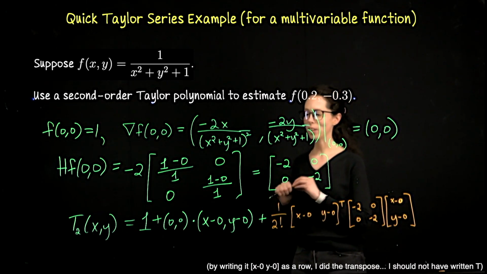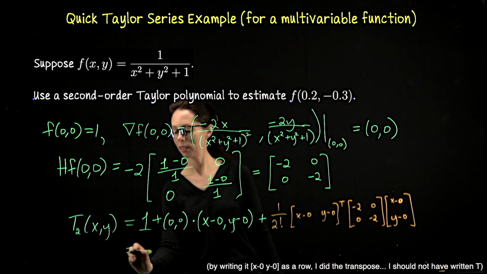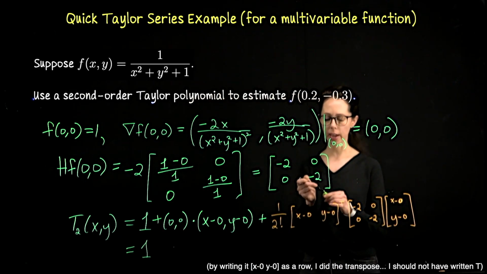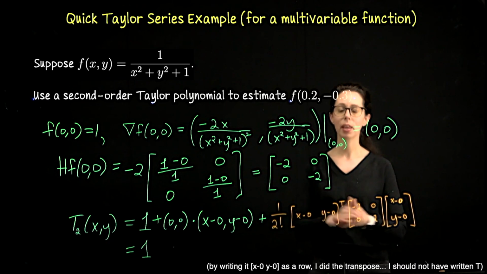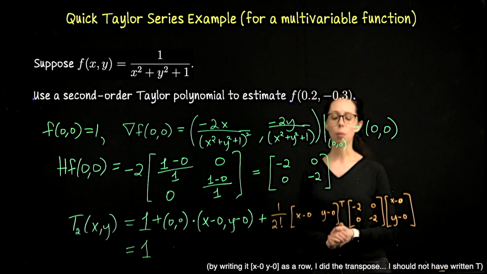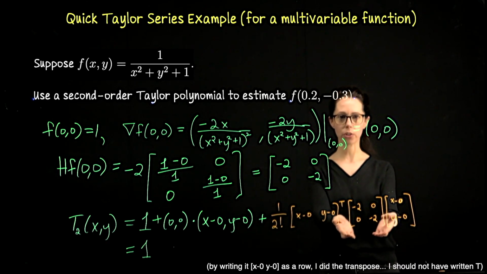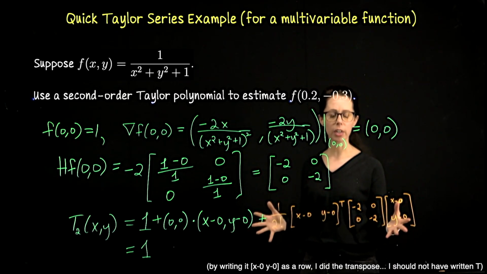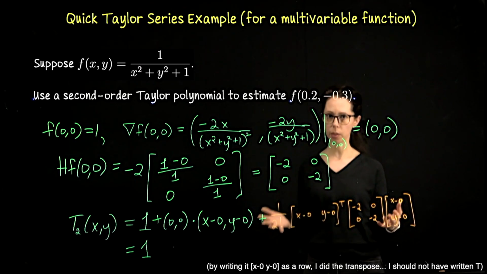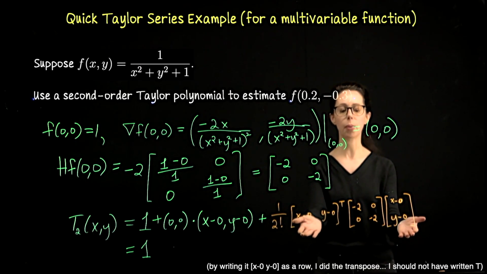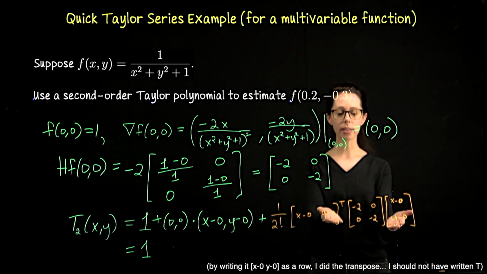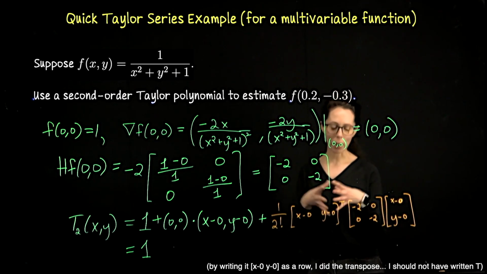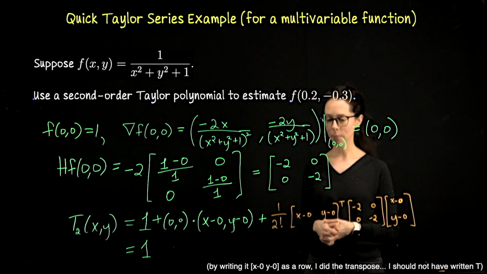Okay, let me write this Taylor polynomial down here, actually. So we have 1 plus 0 plus 1 over 2 factorial times this matrix triple product. Now there's a very fast way to multiply this row times this 2 by 2 matrix times this column. And before I tell you that, let me just recognize first that we will get 4 types of variable combinations from this matrix triple product: x squared, y squared, xy, and yx. Of course, we will add the xy and yx components together.